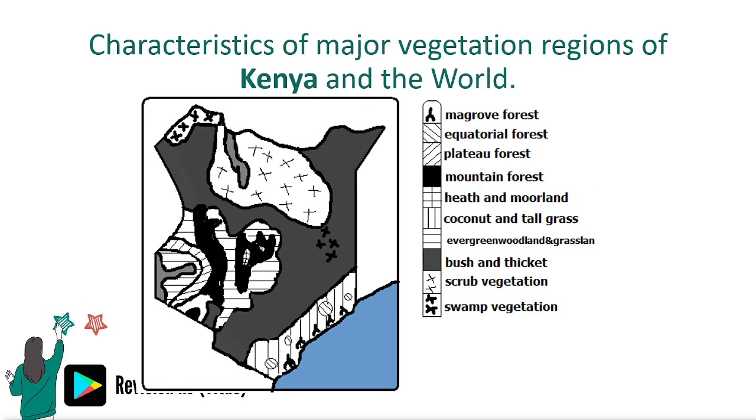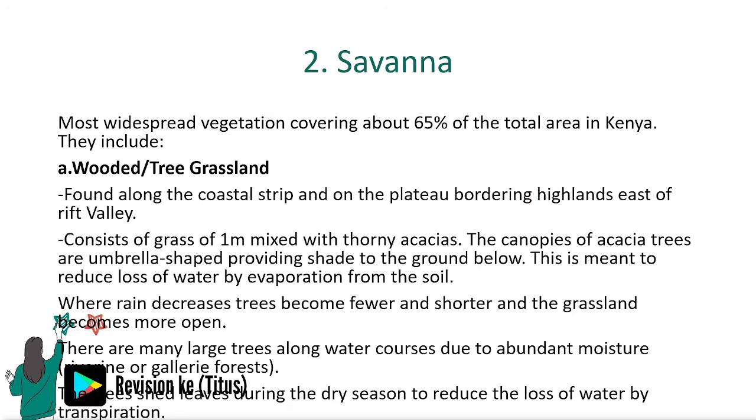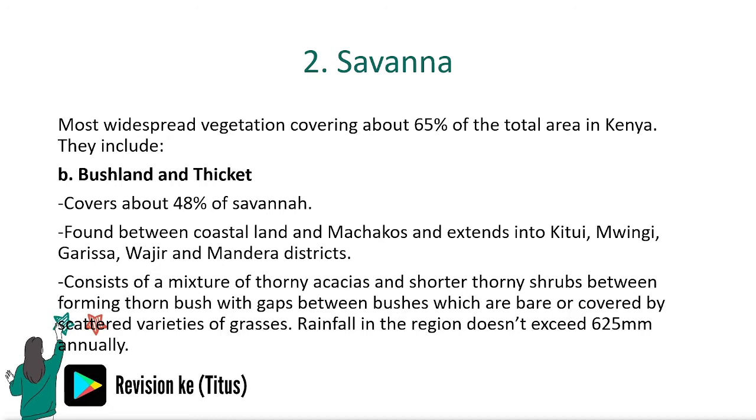That's under forests. We look at the savanna. It's the most widespread vegetation, covering about 65% of the total area in Kenya. And so we have woodland and tree grasslands, which are found along the coastal strip and on the plateau bordering highlands east of the Rift Valley. We have bushland and thicket, which covers about 48% of the savanna, which is found between coastal lands in Machakos and extends to Kitui, Mwingi, Garissa, Wajir, and Mandera districts. They consist of a mixture of thorny acacia and shorter thorny shrubs forming thorny bush, with gaps between bushes which are bare, covered by scattered varieties of grass.